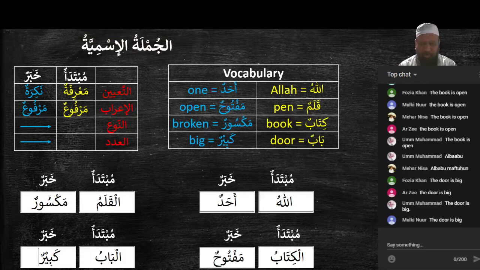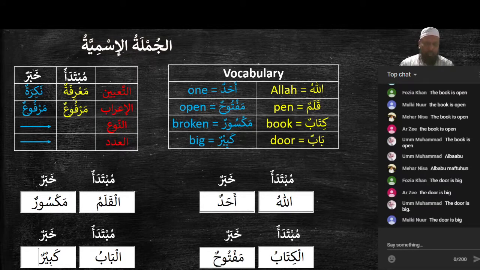Well done, mashallah. So this is a very simple rule to apply when we make a jumla ismiya. Again, very quickly, jumla ismiya has two parts. Number one, mubtada. Number two, khabar. There are three rules. Number one, mubtada generally ma'rifa, khabar nakira. In terms of i'rab, mubtada and khabar are marfu. And in terms of al-naw and al-adad, the khabar has to match the mubtada.